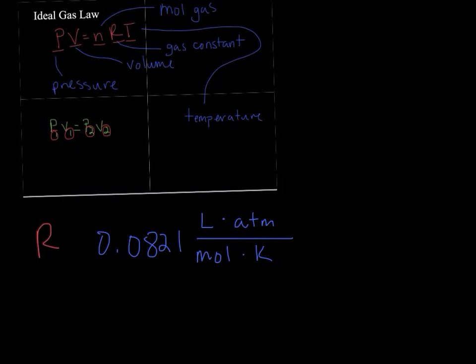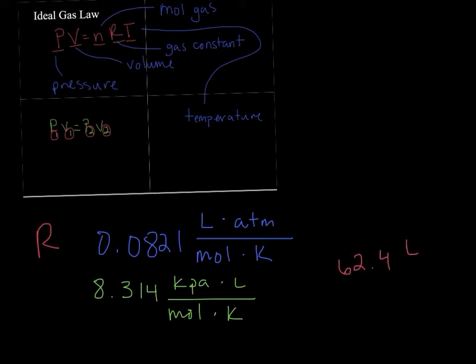Another possible R value is 8.314 kilopascals times liters divided by moles times Kelvin. One more could be 62.4 liters times millimeters of mercury divided by moles times Kelvin.